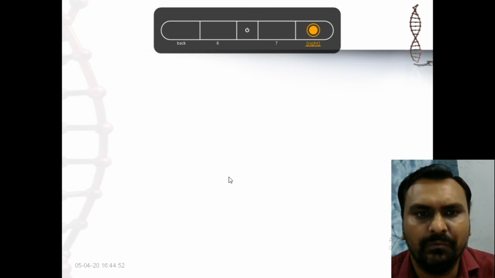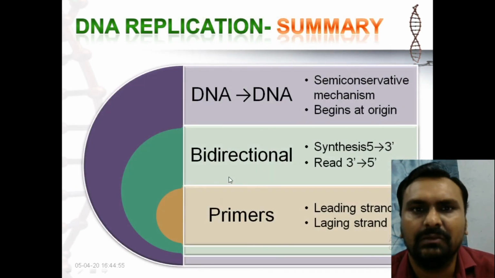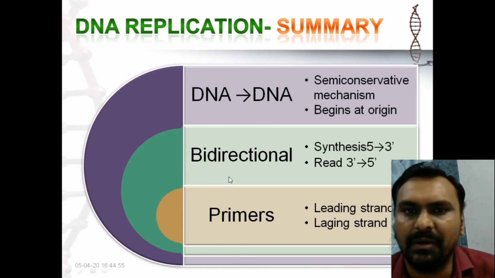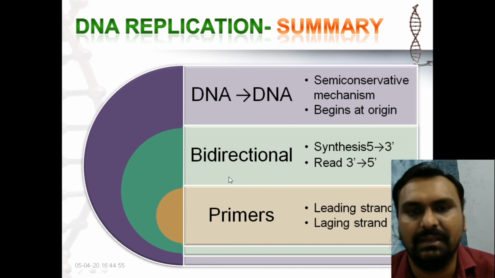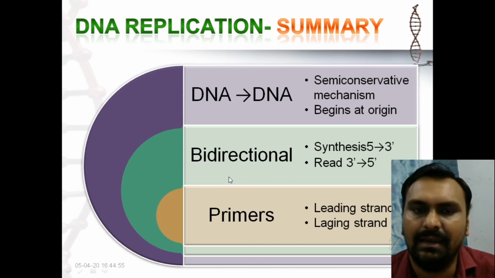So now, what are the inhibitors of DNA replication, and a summary? So conversion of DNA to DNA is a semi-conservative method. It is bidirectional. Here DNA polymerase reads the nucleotide in 3' to 5' and adds the nucleotide in 5' to 3'. Primers are required, which are added by the primase enzyme, which is called DNA G. There is a leading strand and a lagging strand.